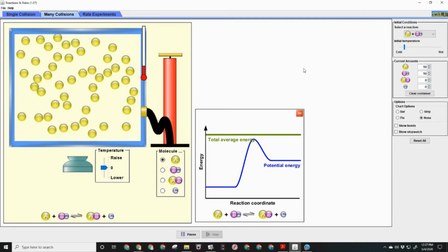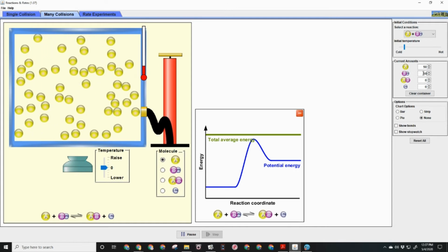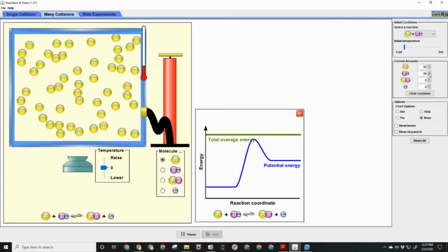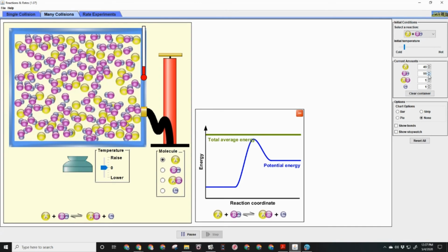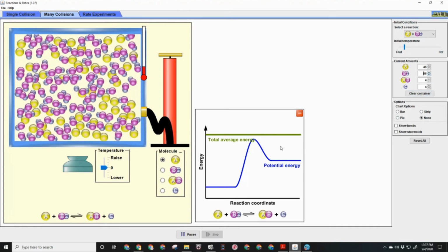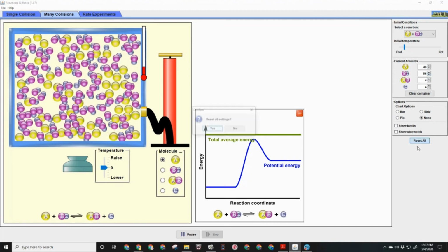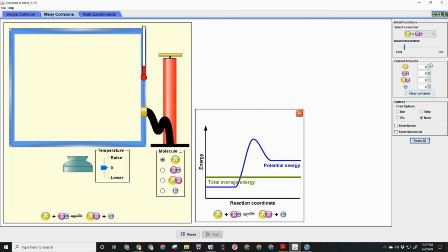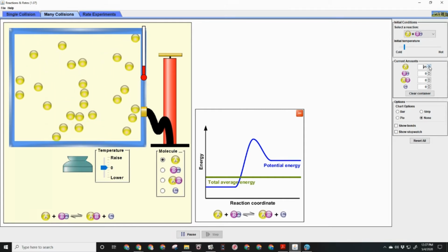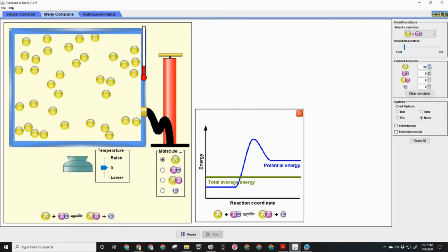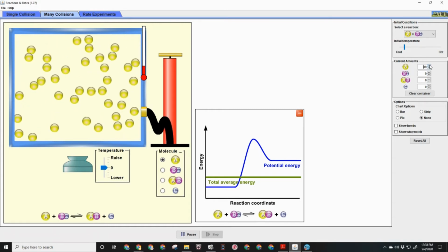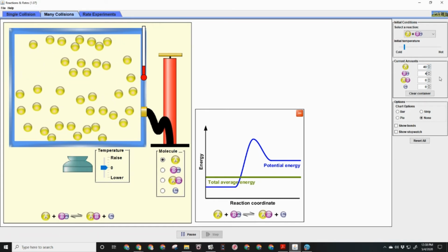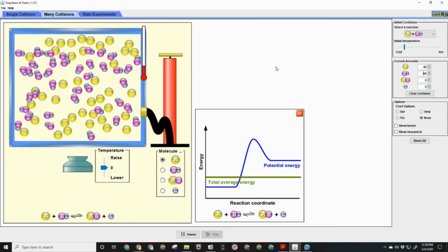Okay, and oops. Why didn't it do the other 50? Huh. Let's try that again. All right, so that's a lot of clicking. Let's just do 40. Okay, and let's just do 40 here. All right, so now we have 40 of each.